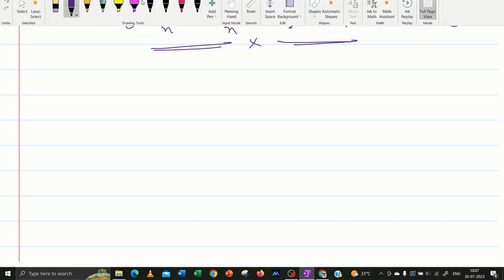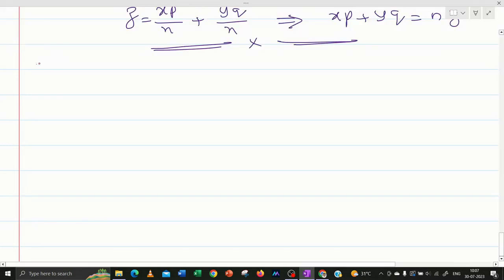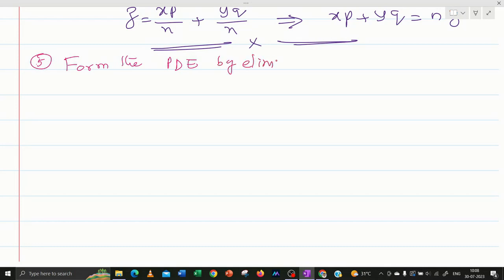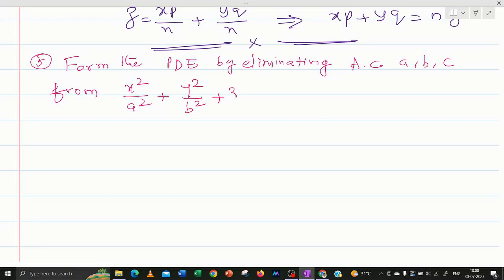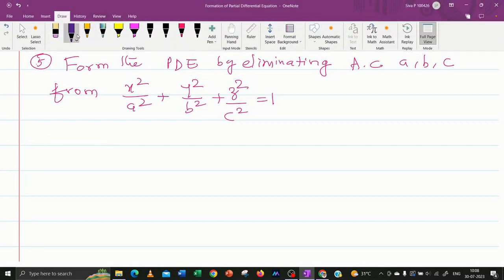Form the PDE by eliminating the arbitrary constants A, B and C from x square by a square plus y square by b square plus z square by c square equal to 1. Can we write the solution for this?